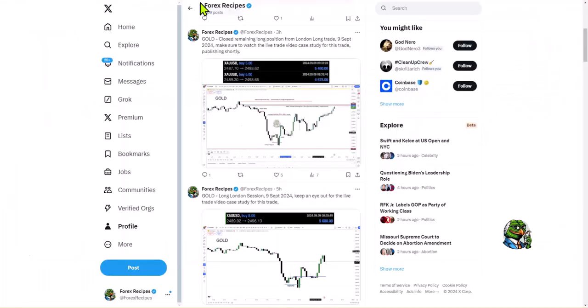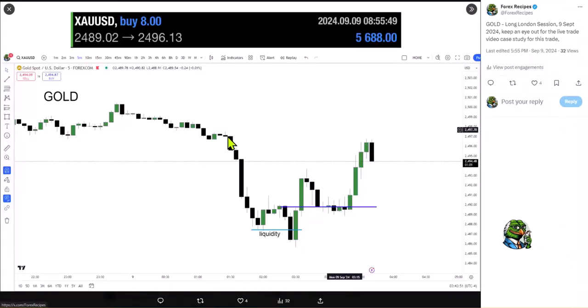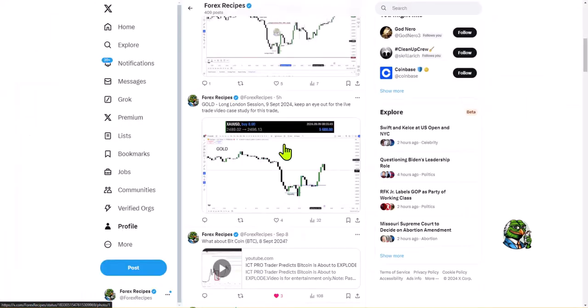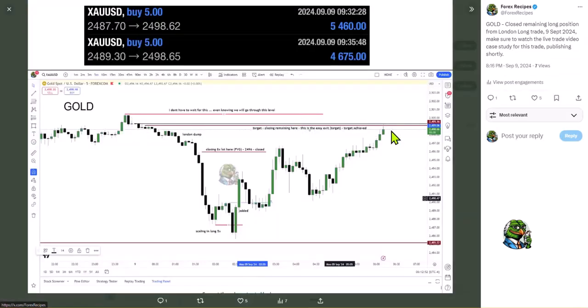It's all journaled here. That was the first portion I took off, into that fair value gap right there. And then for the second portion, I waited for those equal highs right there. So very, very straightforward.